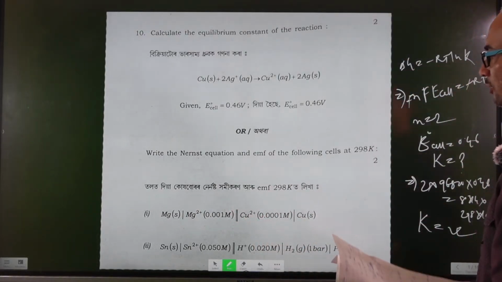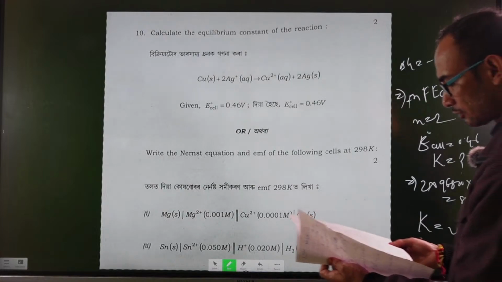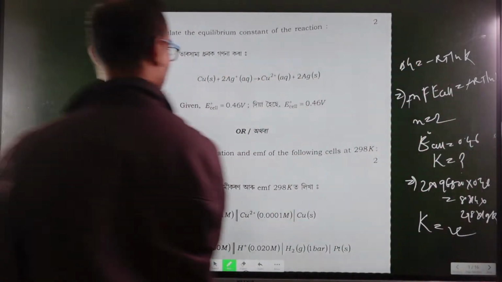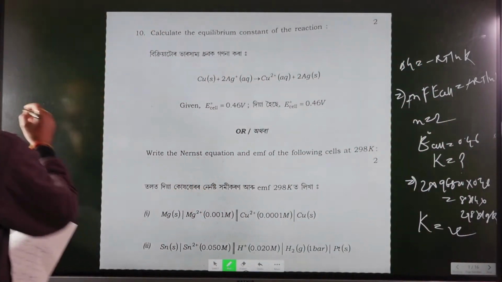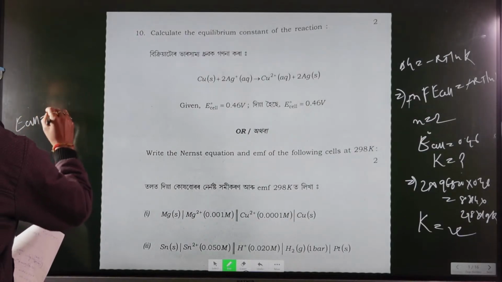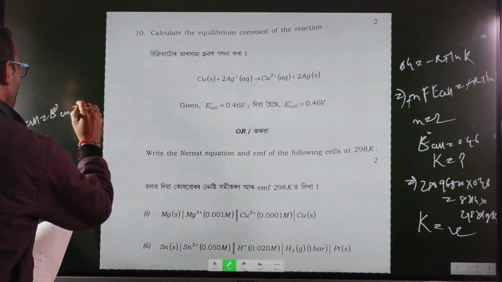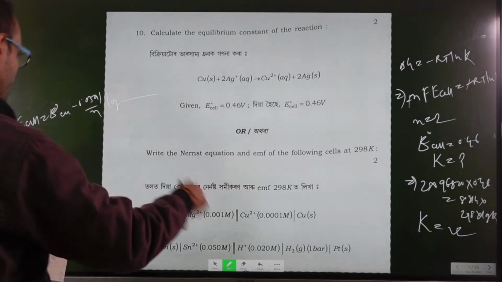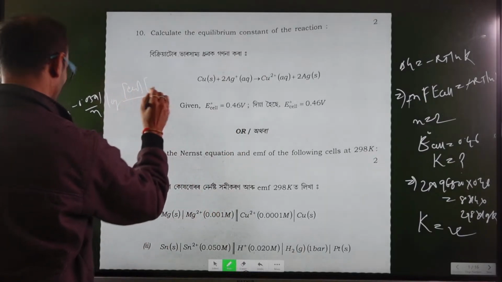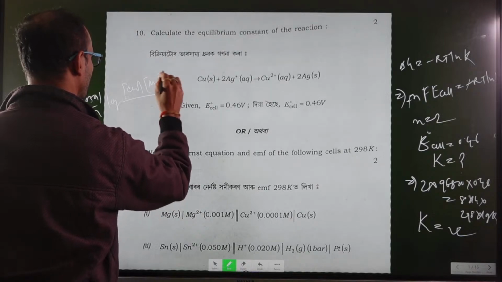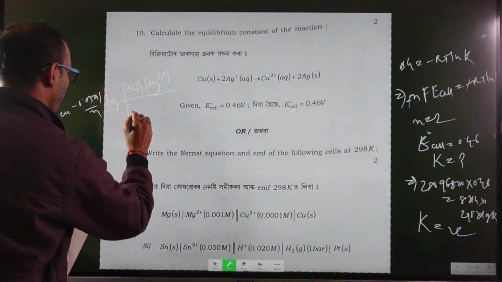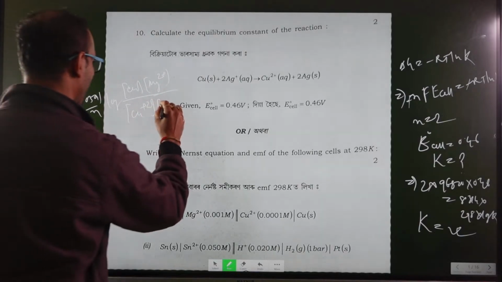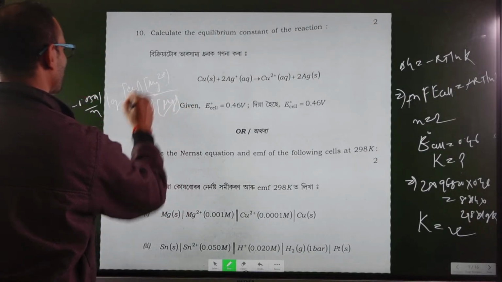For the following questions, you have to use the Nernst equation and calculate the EMF value. You have to write the EMF equation like this: E cell is equal to E naught cell minus 0.0591 by n log base 10 of concentration of magnesium 2 plus divided by concentration of copper 2 plus. You know the solids have concentration equal to 1.